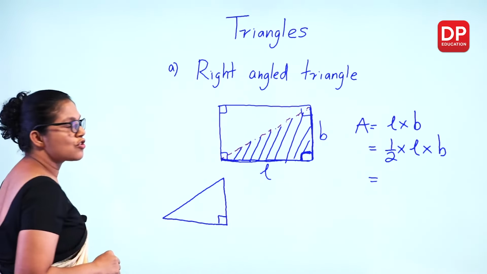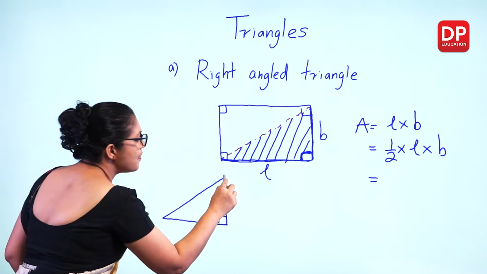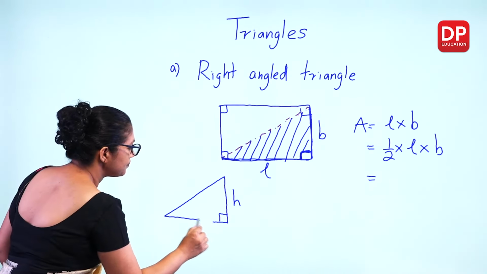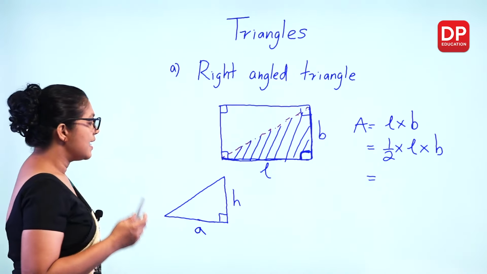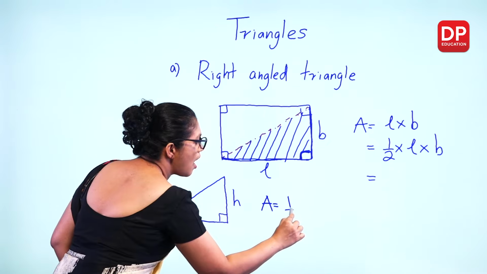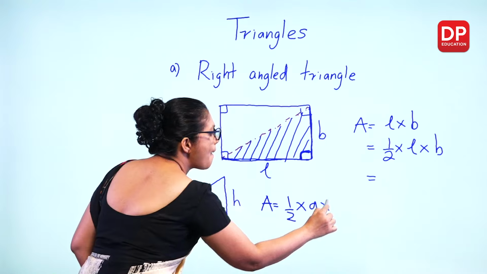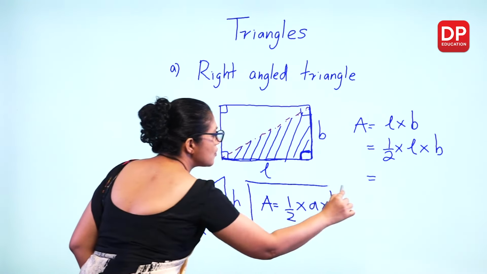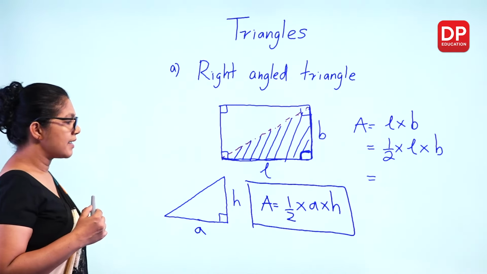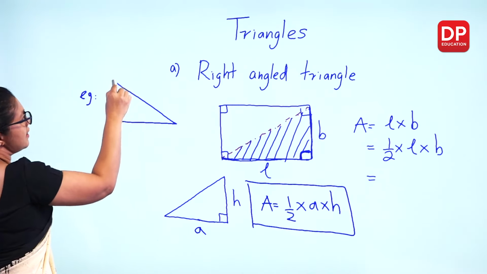So I'll take different letters now. If there's a right angle triangle with base A and the height H, what's the area of this right angle triangle? A is equal to half times the length of one side, or base, into perpendicular height. So you can use this formula when you get a right angle triangle. For example, we'll take different sides, you are getting a right angle triangle.